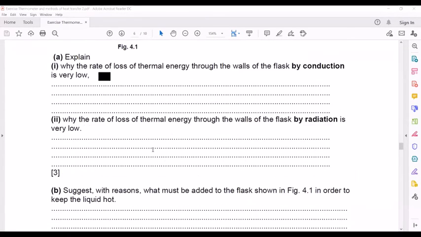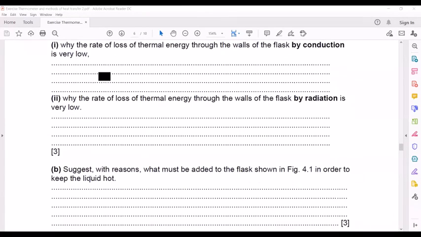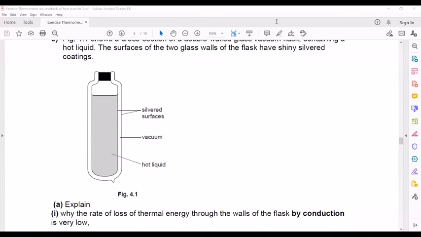The question is, suggest with reason what must be added to a flask in figure 4.1 in order to keep a liquid hot. You want to keep this liquid hot, you don't want this liquid to cool down. But as you can see, there is no lid here. As there is no lid, the molecules can escape. As the molecules can escape, evaporation can happen. You want to stop this evaporation. So how can you stop this evaporation? By placing a lid or a cap.